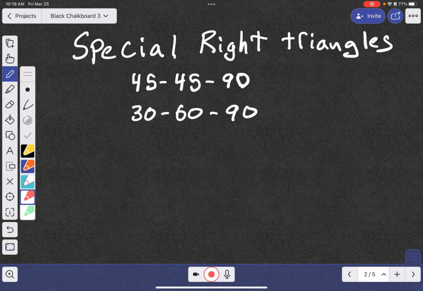So we've got special right triangles today. We're going to talk about two specific types of triangles, 45, 45, 90s and 30, 60, 90s. Now, the question was asked, why are they special?